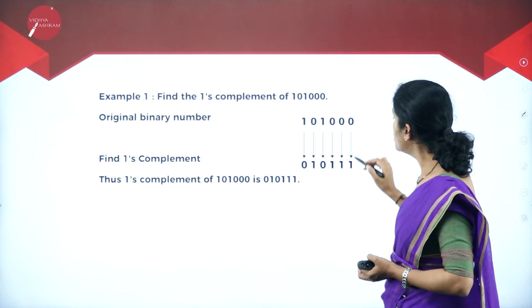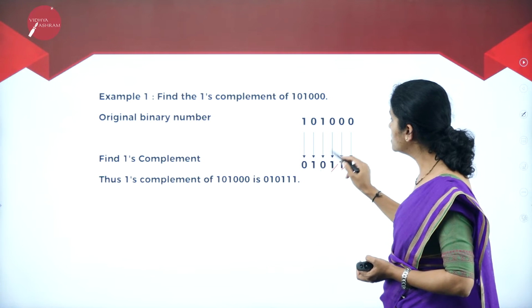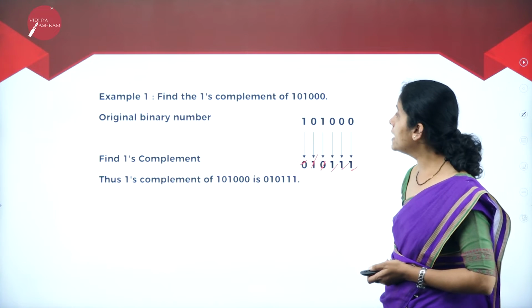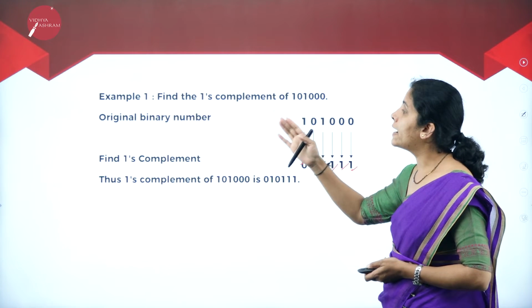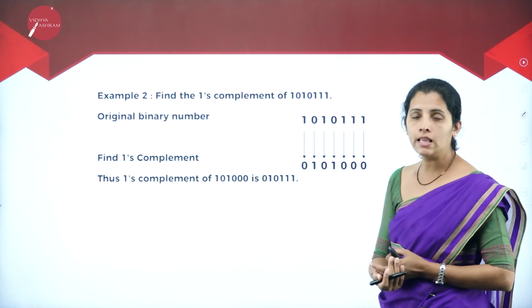So, for 0, I will write 1. For 0, 1, 0, 1, 1 it is 0, 0, 1, 1 it is 0. This is the way I can write the ones complement of a given binary number.